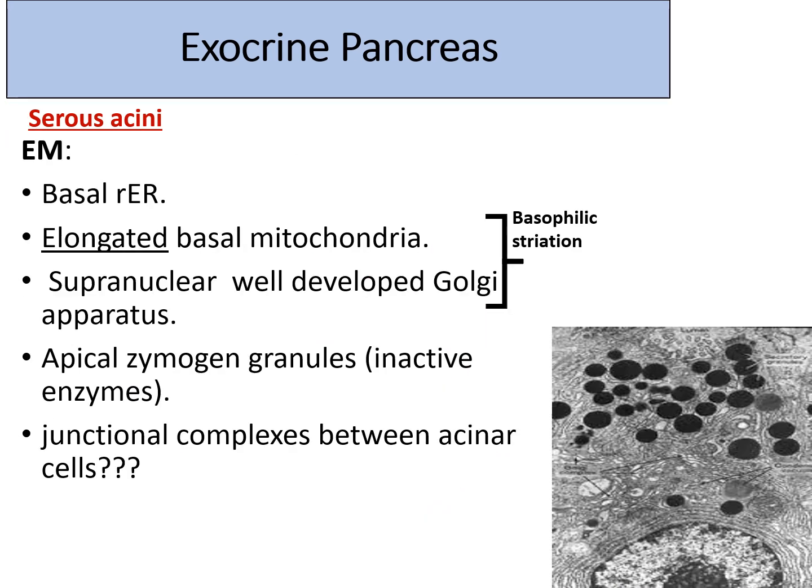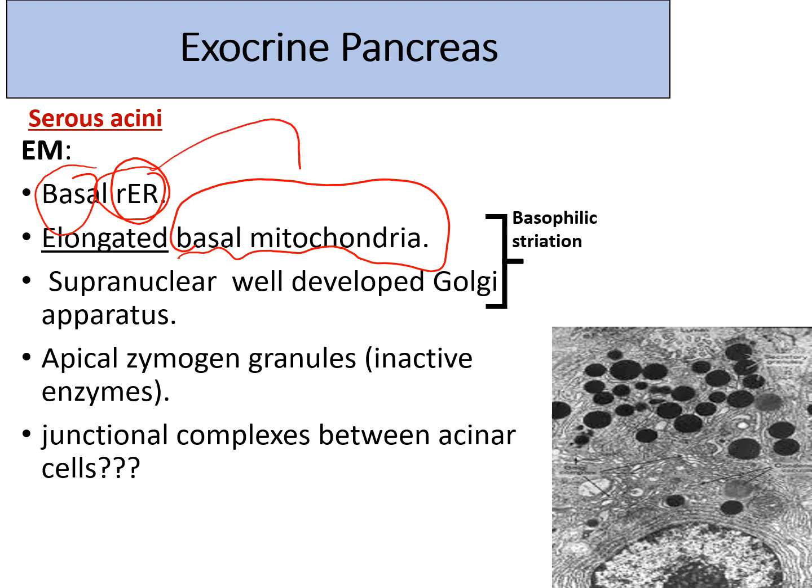Yes, a protein secreting cell. So we are going to have basal rough endoplasmic reticulum, and don't miss that it is basal. In between the basal rough endoplasmic reticulum, we are going to have basal, elongated mitochondria. Both of them, the RER with basal elongated mitochondria, will give us basophilic striation.